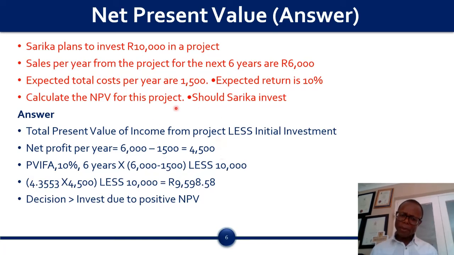So to find the present value, I use the tables at the back of your module. So I said the present value in respect of an annuity. Why an annuity? Because it's 4,500, the same throughout. So I said 10% required return over 6 years, the annuity factor is 4.3553 times 4,500, which is the net cash flow, less the investment, that gives you 9598.58. Then the decision here is to invest. If you said that, well done.